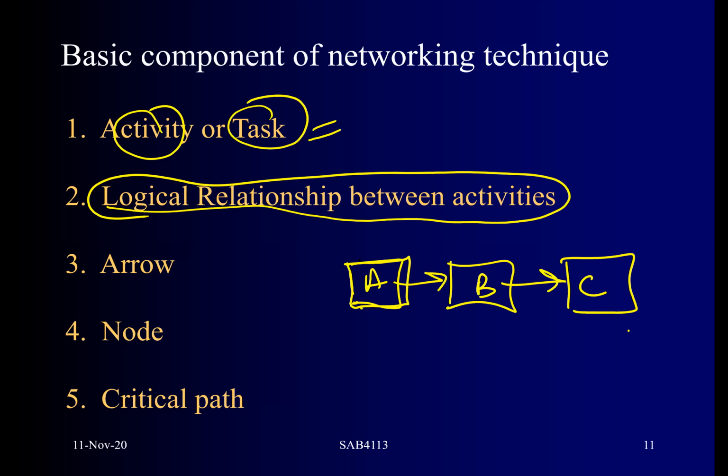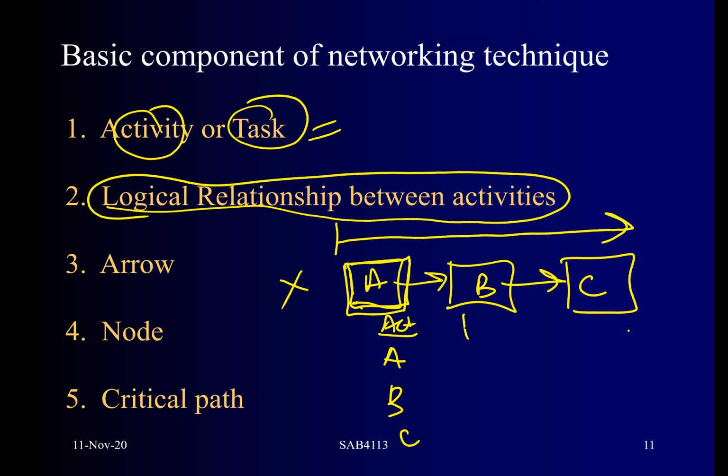Before means, when we draw a drawing, we draw from left to right. That's the way to draw the drawing. So if we look at A, what activity comes before A? Basically none. So how do we put those things in terms of relationship? This is A, B, C. This is what we call activity. This is what we call predecessor. This is what we call successor.